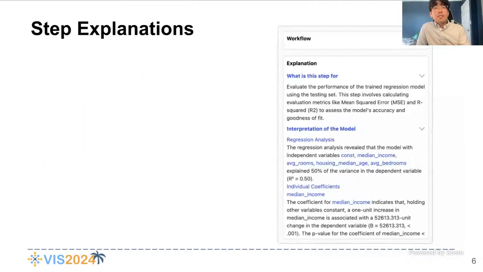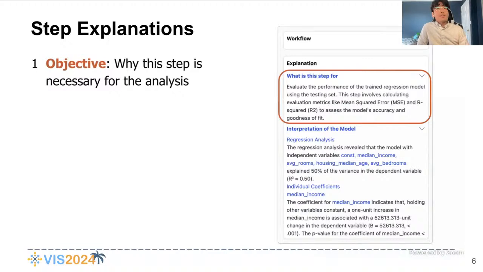Speaking of explanations, they are offered for each step in Guided Stats. The first type of explanation is the objective, which is for all of the steps. It explains why the step is necessary for analysis and how it contributes to the overall validity of the analysis.